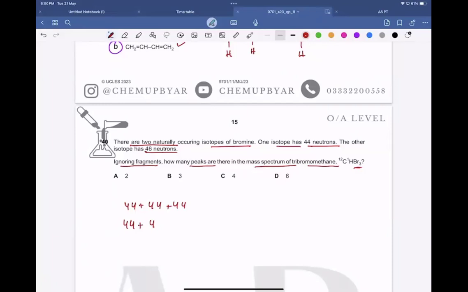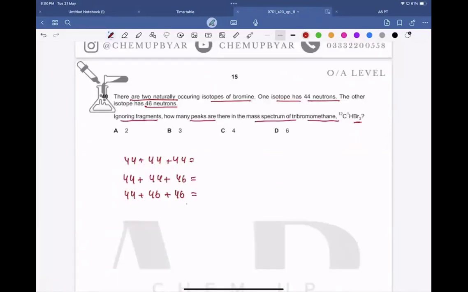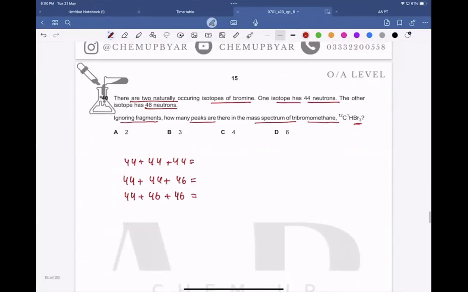Then 44, 46, 46. And then 46, 46, 46. So these are the four possibilities, and I think on all of them I am going to get different masses, right? 2 units plus 4 units plus. So these are the four possibilities of the 3 bromines. The rest of the 2 atoms are only 1 and 1. So it is going to be C over here. So C is going to be the correct answer. A, B, and D go wrong. Is this clear to all of you?